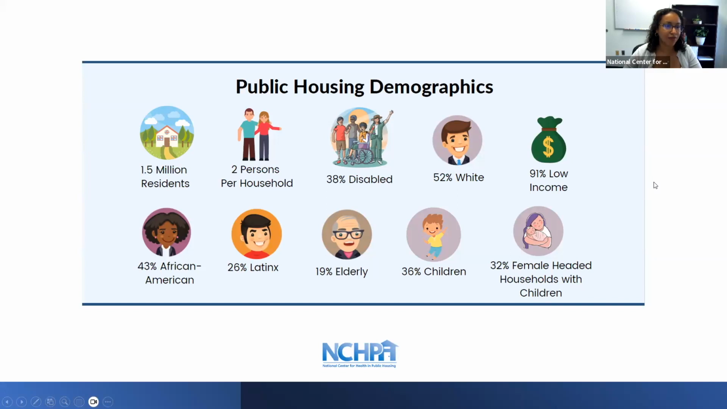As of 2021 data, there were 2 persons per household as well, 38% that were disabled, 52% that were white, and 91% that were low income, 43% that were African American, 26% that were Latinx, 19% that were elderly, and 36% that were children in public housing.